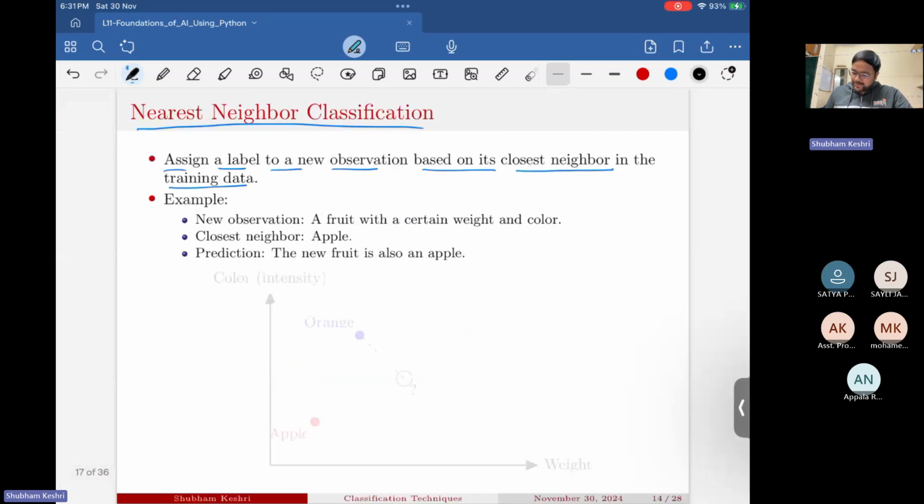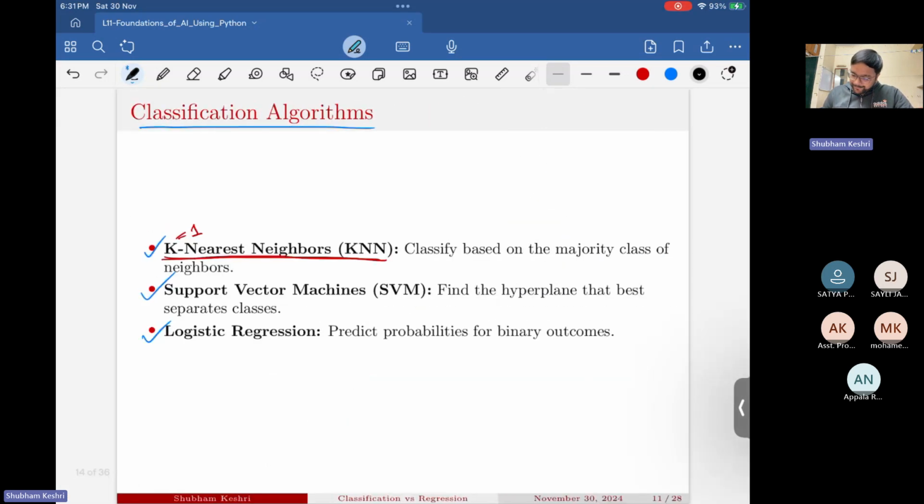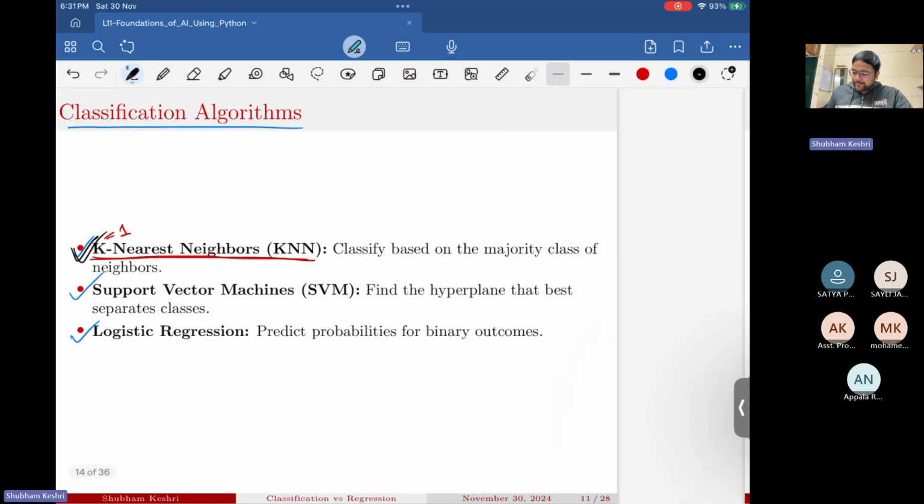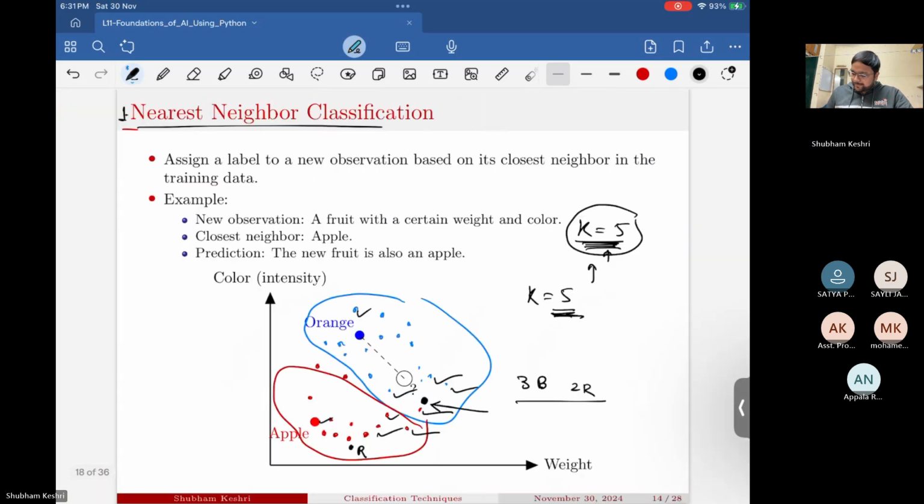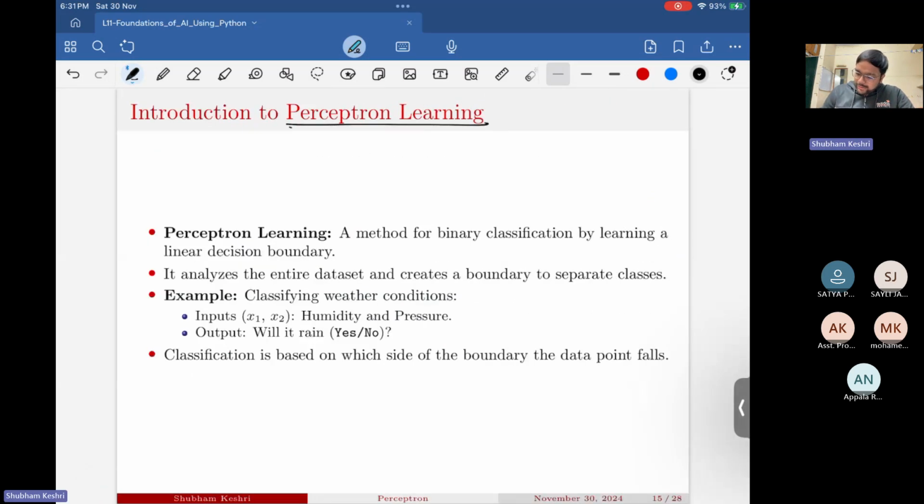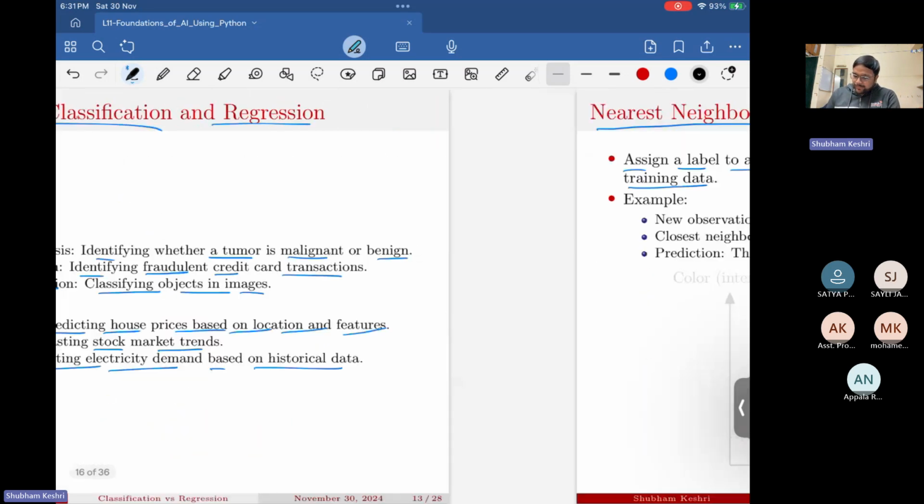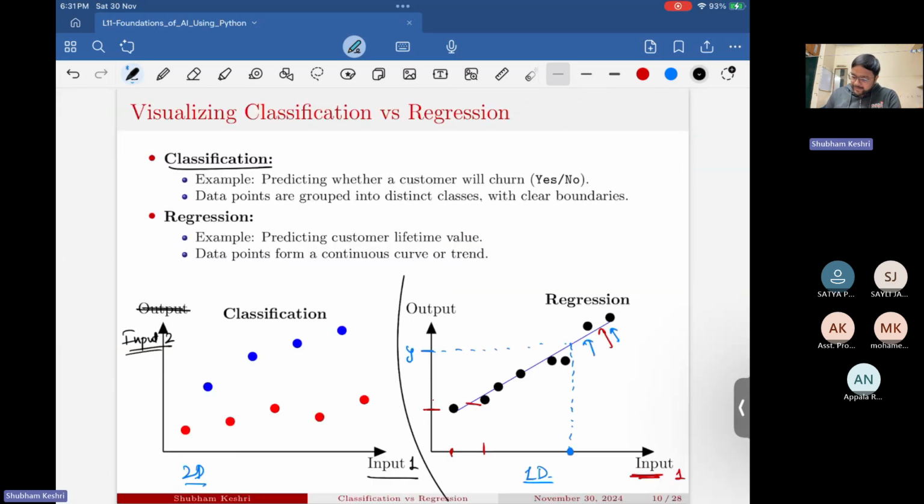Okay, so we have talked about k nearest neighbor algorithm. Then we'll talk about perceptron learning. So you see, when we were talking about this diagram, I was not talking about k nearest neighbor algorithm. I was just drawing a line which separated the blue regions from the red region, right? I'm just saying this is the blue region, this is the area where blue.